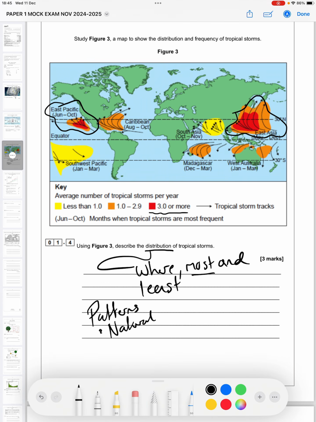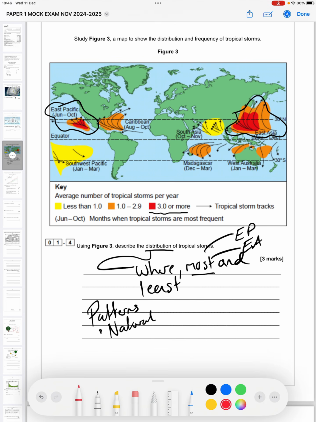So that is your most. You've got the East Pacific and you've got East Asia. So then you're making that point. I can see most tropical storms form from figure 3 in the East Pacific and in East Asia. Done, tick. Move on. So then we're looking at, well, where do we find least?